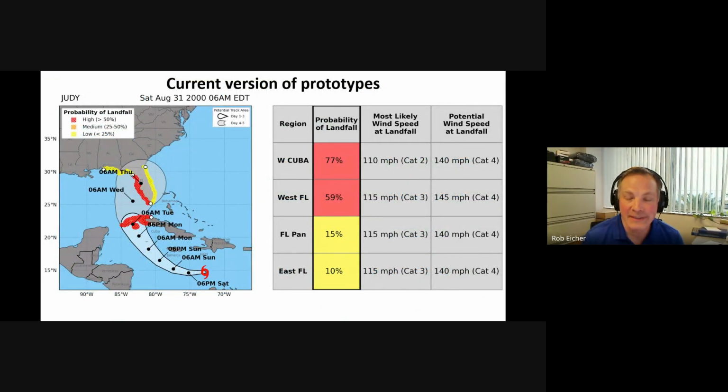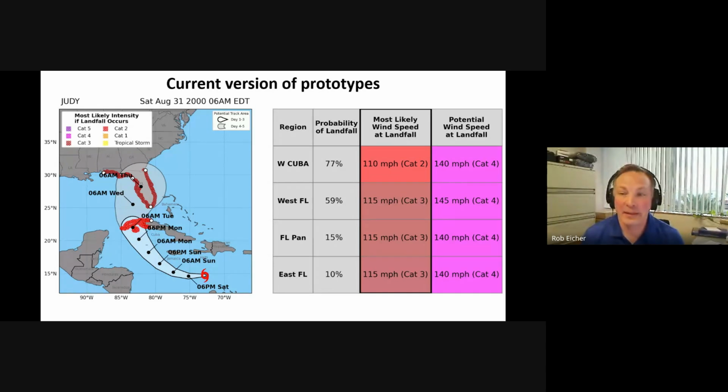We've got one version that has a map that shows probability of landfall, and then that information is highlighted in a table, and the table also includes the most likely wind speed and the strongest reasonable, which we now call the potential wind speed at landfall, so like worst case scenario wind speed. Next slide, please. And then we've got another one where the map actually shows the categorical intensity at landfall. So we've got the most likely wind speed at landfall on the map, and then highlighted again there in the table, and then the strongest reasonable landfall intensity as well.